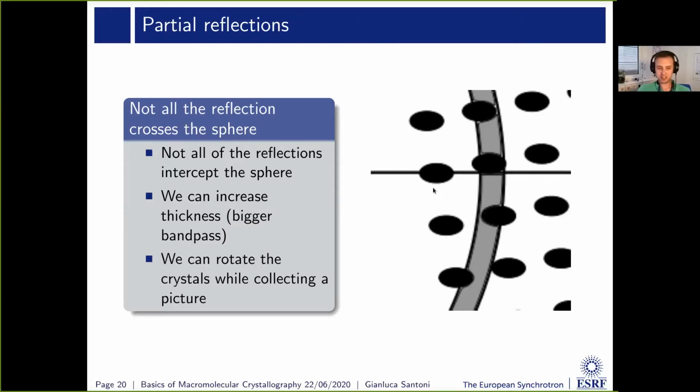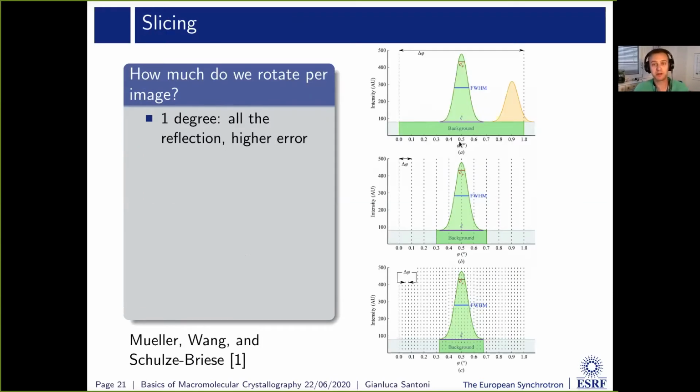Or, as I said before, we can rotate the crystal while collecting a picture. In this case, we have a certain exposure. The reflection will go for a certain time through the sphere, and we collect not really a static picture as I'm showing here, but sort of very slow diffraction movies over a certain rotation angle. Now, how much do we rotate per image of this movie? In the past, what we did is actually rotate about 1 degree per image.